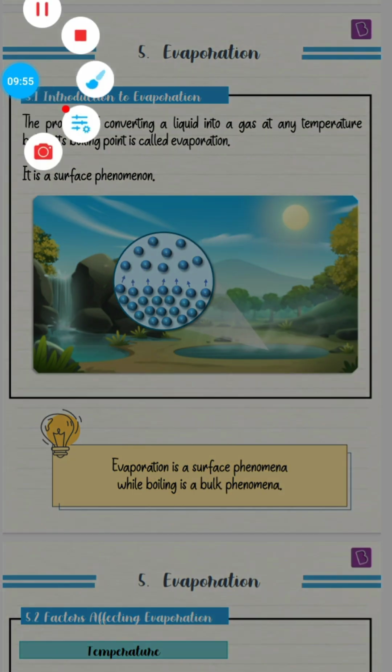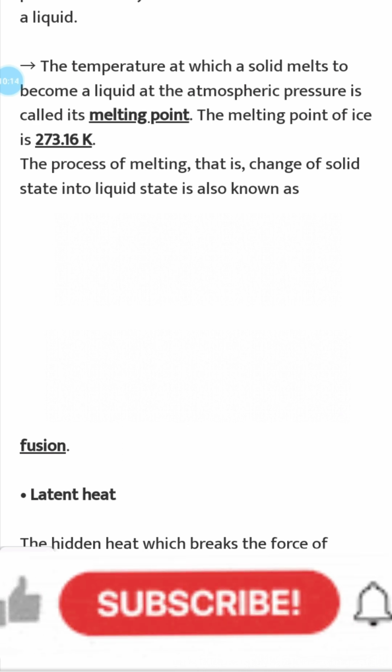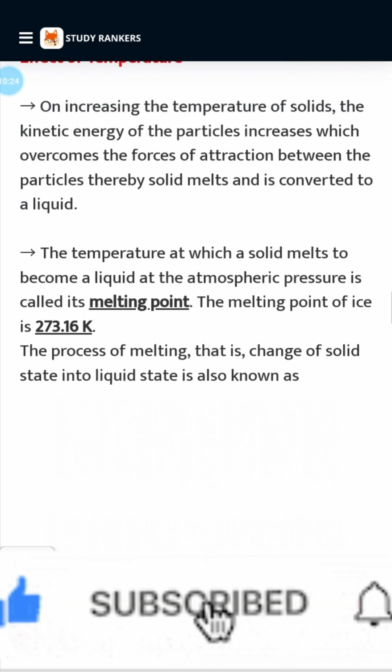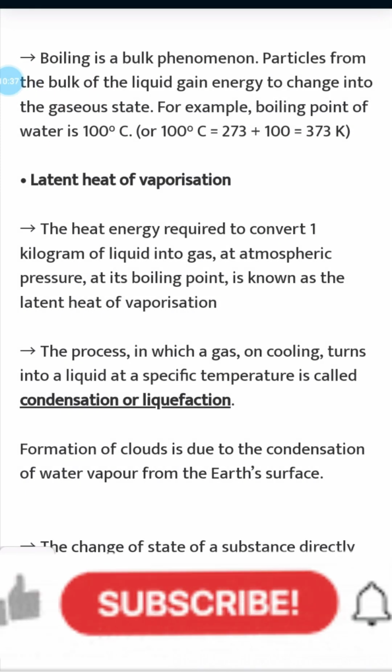The temperature at which a solid melts to become liquid at atmospheric pressure is called its melting point, and the melting point of ice is 273.16 Kelvin, that is 0 degrees Celsius. The process of melting, that is change of solid into liquid, is known as fusion. Then we have our boiling point: the temperature at which a liquid starts boiling at atmospheric pressure is called its boiling point. See, here it is given.